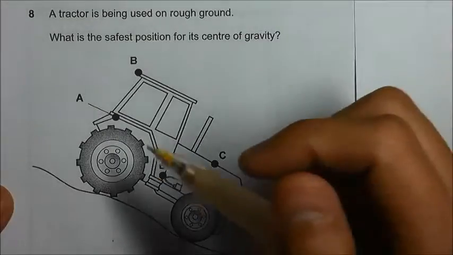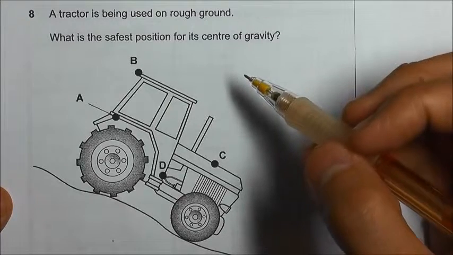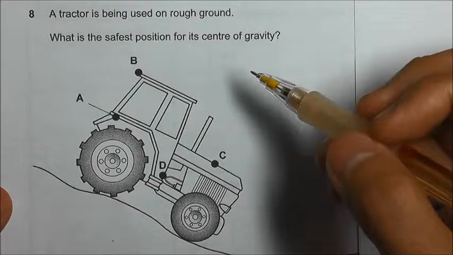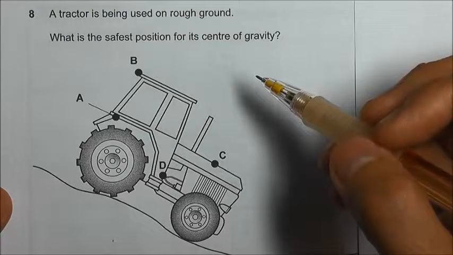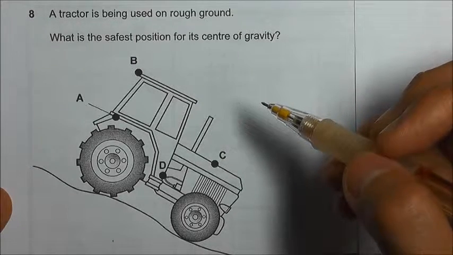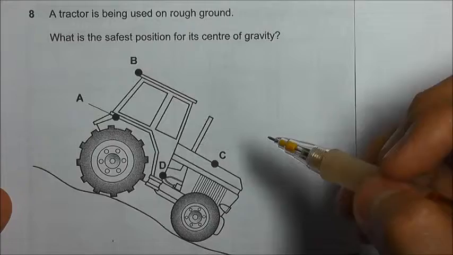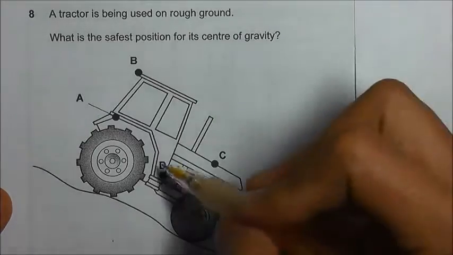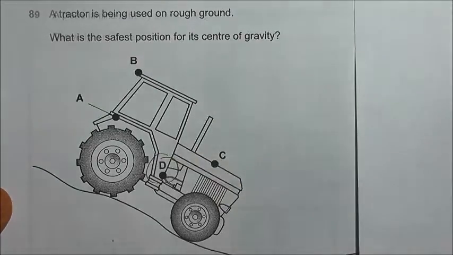In order for a tractor to be as stable as possible, the center of gravity must be as low as possible, and the center of gravity should be in the middle of the tractor. So the answer should be D.